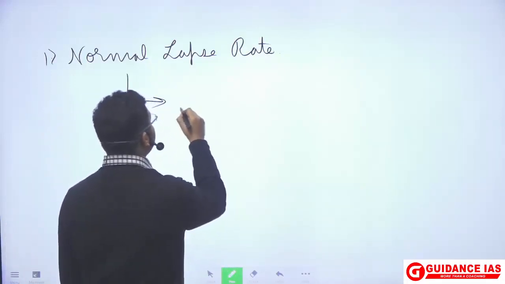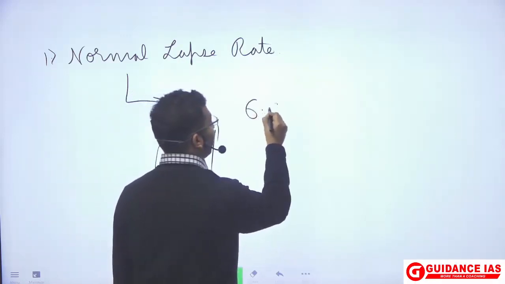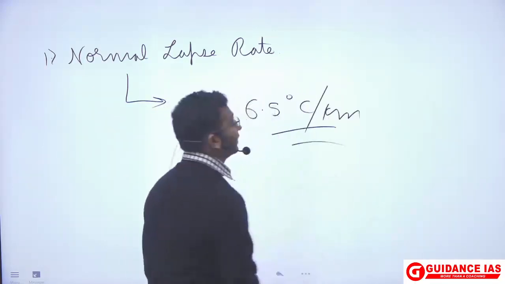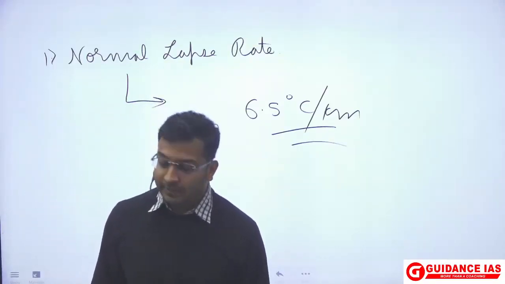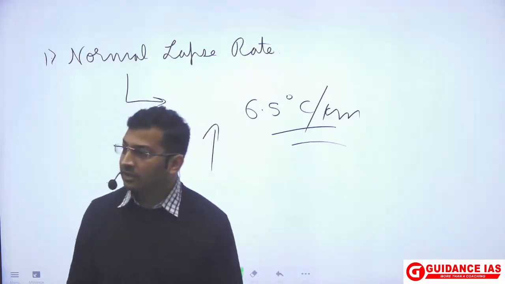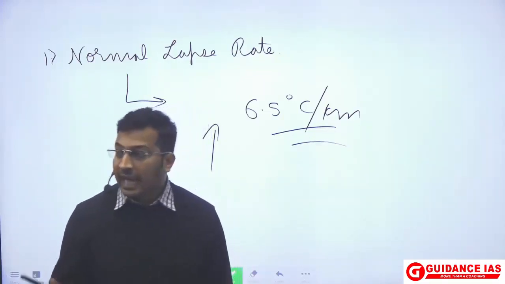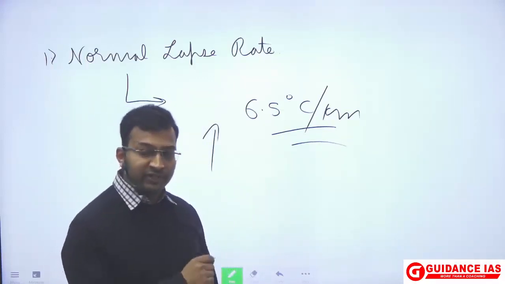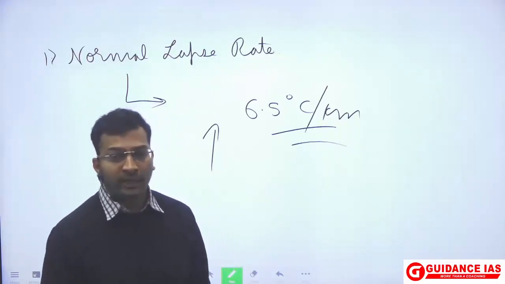As you move higher in the altitude, the temperature decreases at an average rate of 6.5 degrees Celsius per kilometer. This is called the normal lapse rate. So the definition of normal lapse rate is the average rate of decrease in temperature with increasing altitude at an average rate of 6.5 degrees Celsius per kilometer.